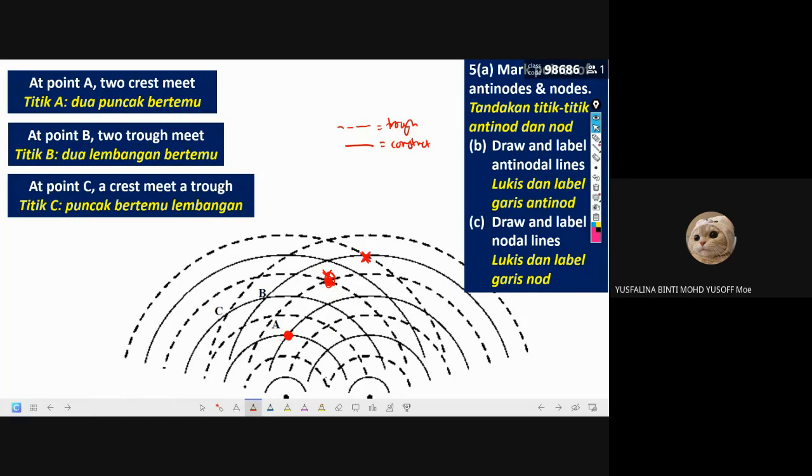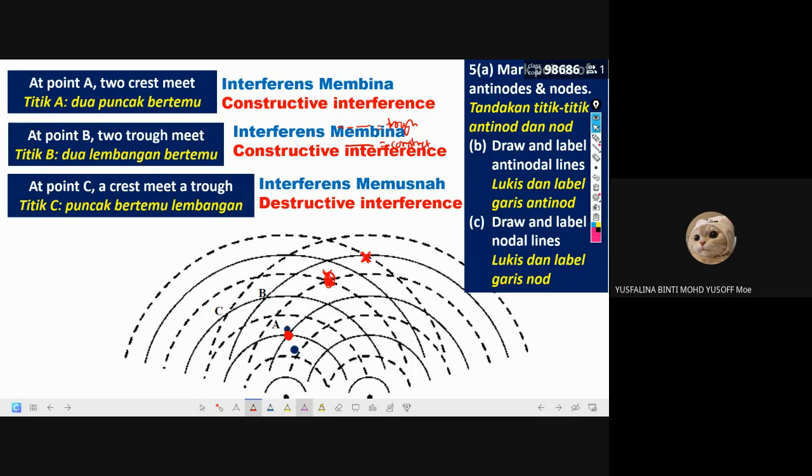Okay. So, yeah, still constructive, because crest meets crest. Alright. Very good. So they connected all the constructive lines and make the antinodal line. Okay, this one is a nodal line.